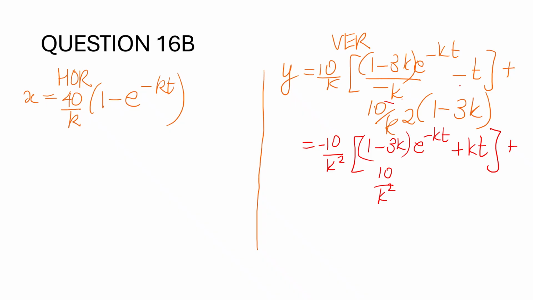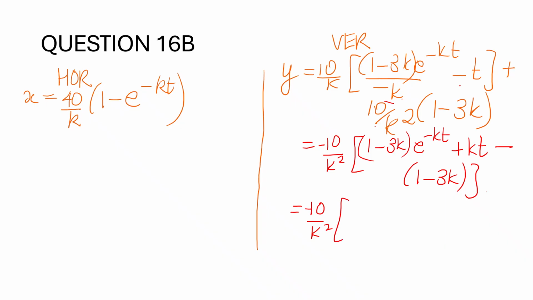Actually, let's not do that. Let's make it a little bit easier. We can join that together, because we've already got that, so we need minus 1 minus 3k equals negative 10 on k squared, 1 minus 3k e to the negative kt minus 1 plus kt.